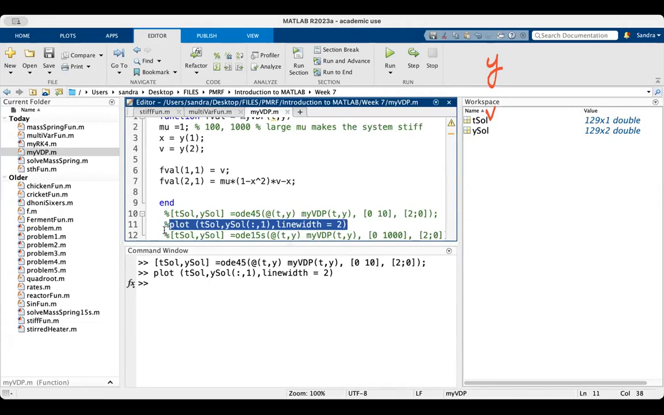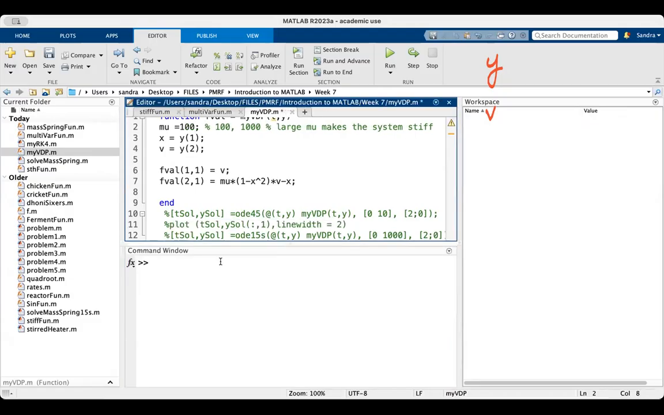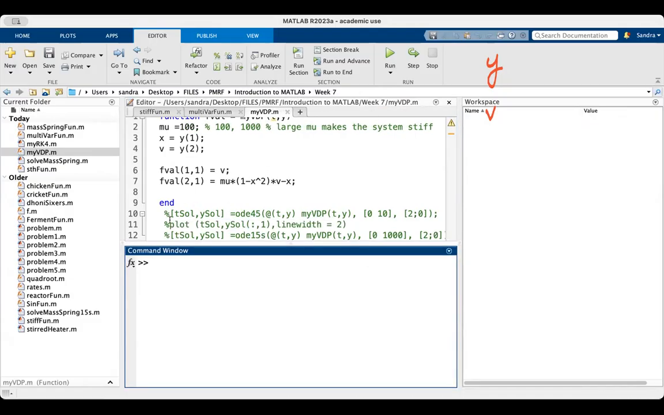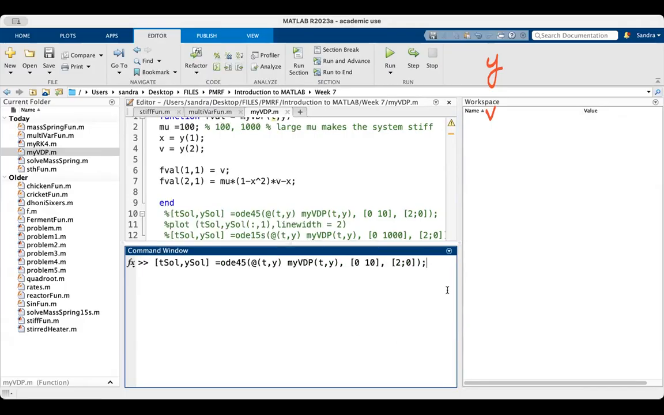Now the question asked us to increase the mu value, right? So for mu, I'm making it 100. I'm running it using ODE45, the same equation. Now we can see it took 3485 steps.